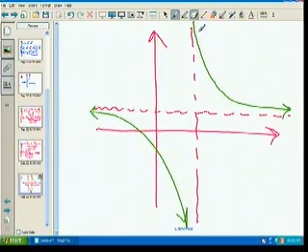I think I just hit something that I didn't want to hit. Okay. Gonna mess it all up. It's all right. We're going to switch to the paper now for the last example anyway.